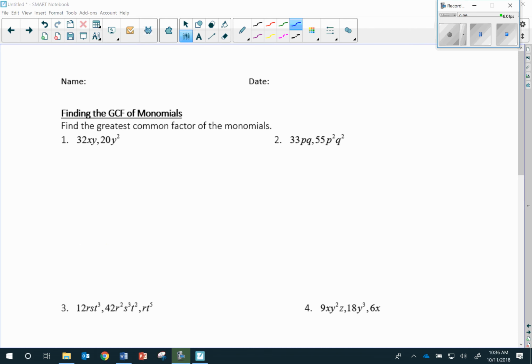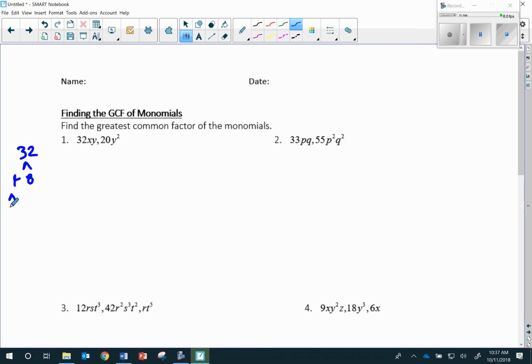All right, friends, we're going to move right along and find the greatest common factor of monomials. The way that we do this is for our first one, we have two monomials, 32xy as well as 20y squared. So what we're going to do first is we are going to find the prime factorization of 32. So if you remember, we're going to start with 32 and we're going to do a factor tree to find that prime factorization. 32 can be broken down into 4 and 8.